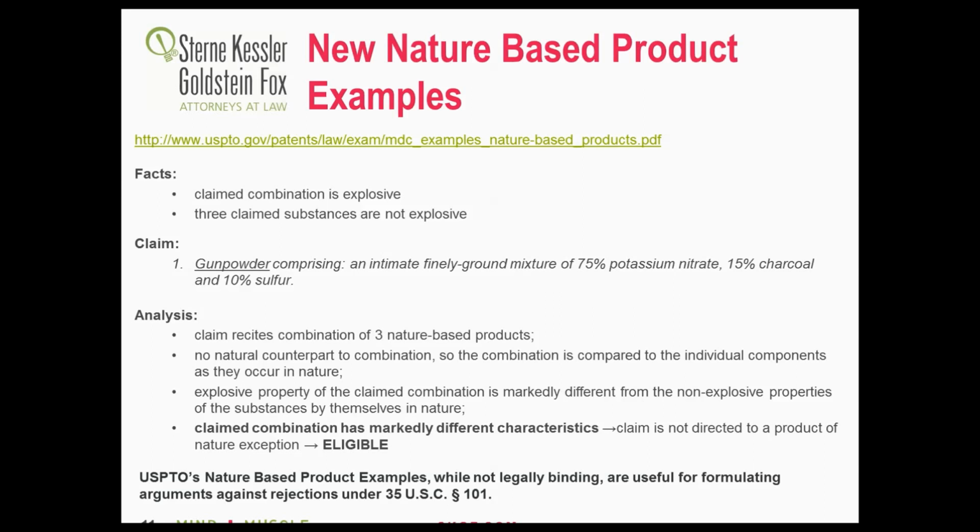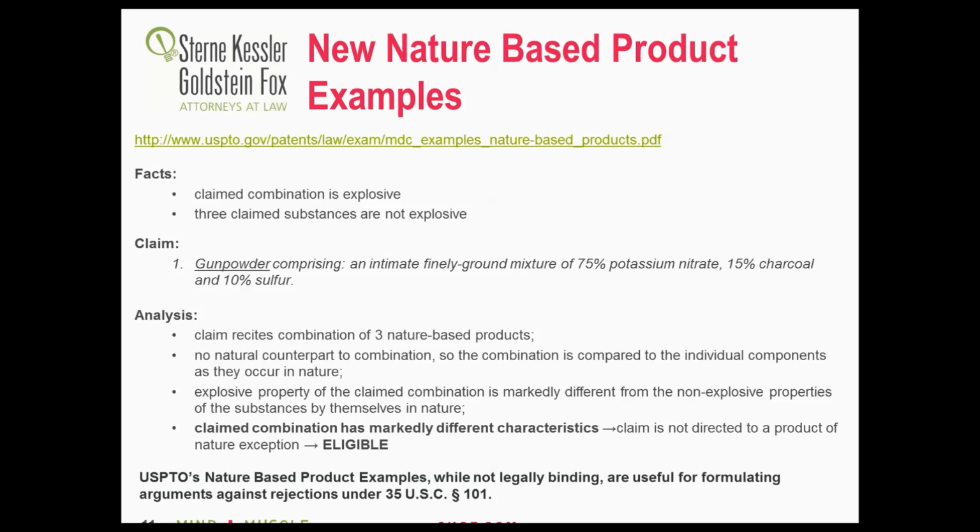Then, once the examiner identifies the nature-based product, the examiner will look for the closest corresponding natural product. Because the mixture does not exist in nature, the claimed mixture will have to be compared to the naturally occurring components as they exist individually. So in the analysis provided in the examples, it comes through clearly that the office will take the explosive nature of the gunpowder, which is not present in the naturally occurring components as they exist in nature, as a markedly different characteristic between the claimed composition and the individual elements that exist in nature, and will approve the claim as patent eligible.